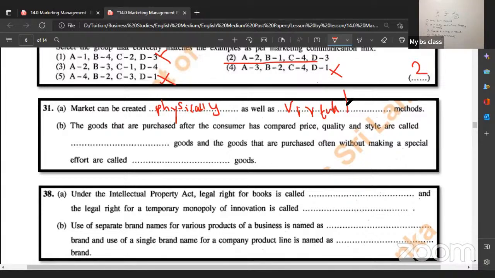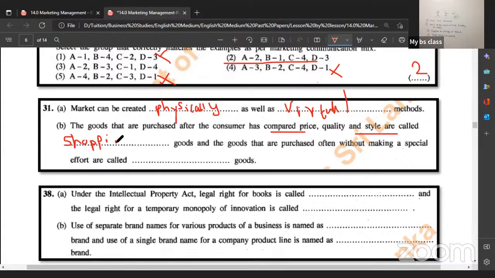Question B, the goods that are purchased after the consumer has compared the price and the style, definitely these are shopping goods. You don't have to actually shop for groceries, right? You can ask your parents or someone else to bring, but you cannot ask someone else to bring a pair of shoes, shirts, t-shirts, whatever, because that has to match with your requirements. So that's why we say we do shopping, right?